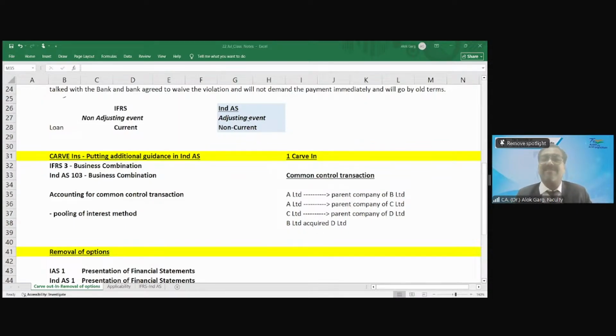Okay, so friends, this is the additional guidance which we have provided. We said that we will apply the same standard which you have talked about. We will apply the fair value method, but only in case of common control transaction, common control acquisition, we will apply the book value method, which is the pooling of interest method, right? So have you understood the carve out, carve in, and removal of option?